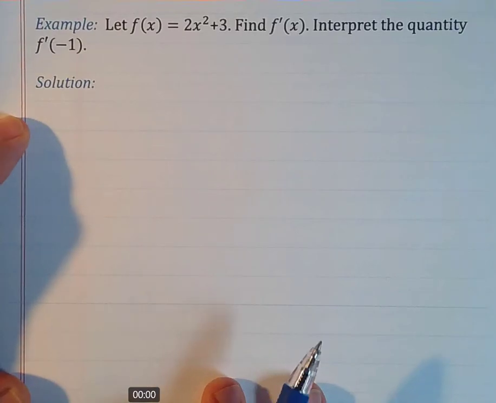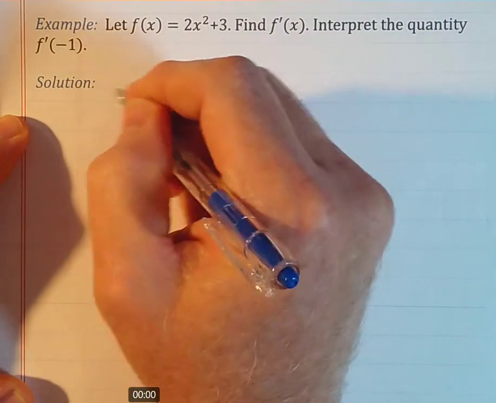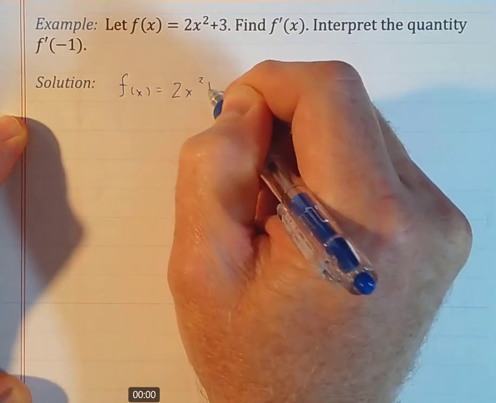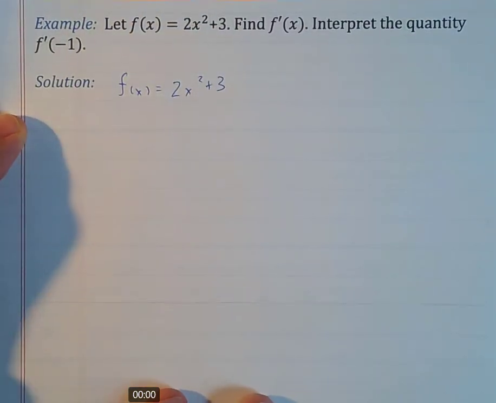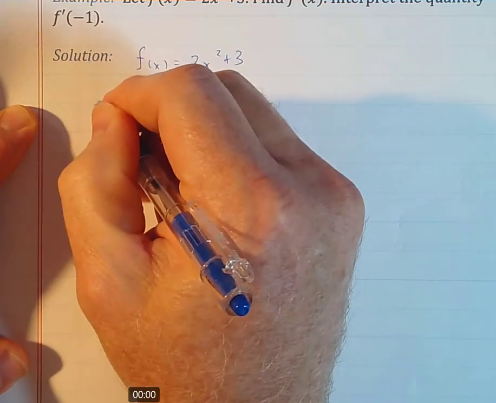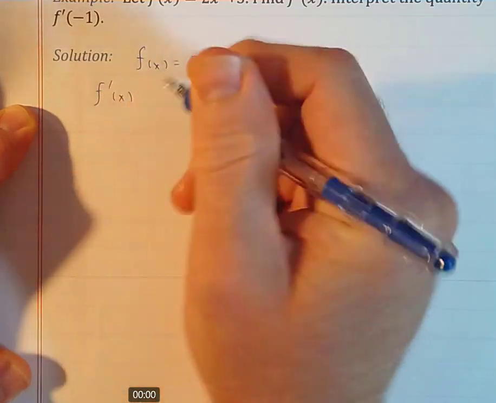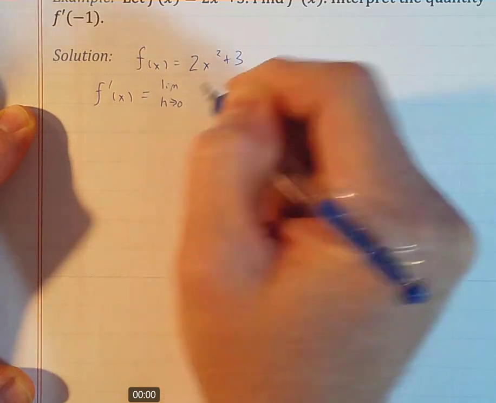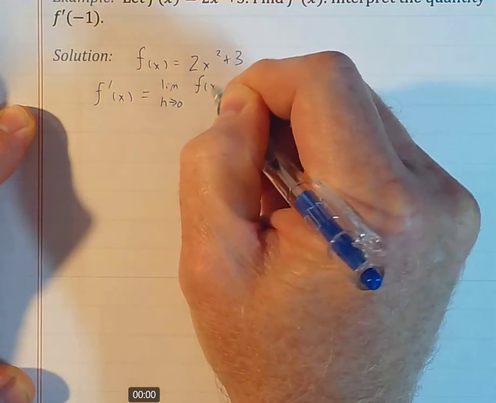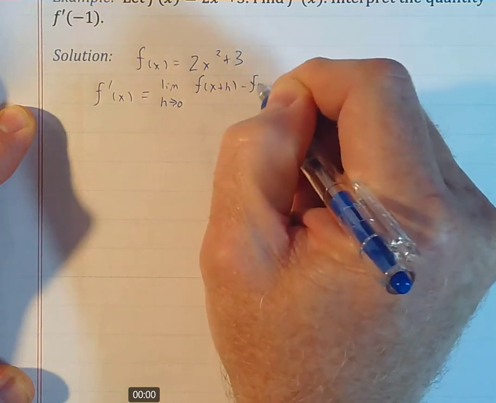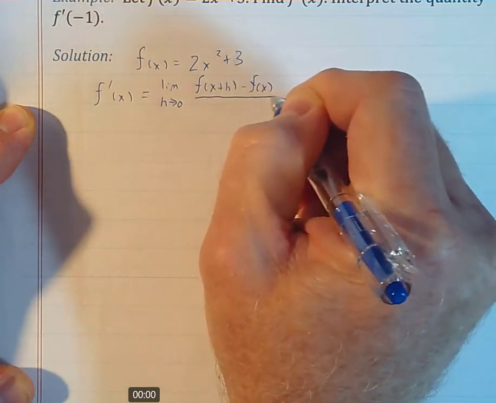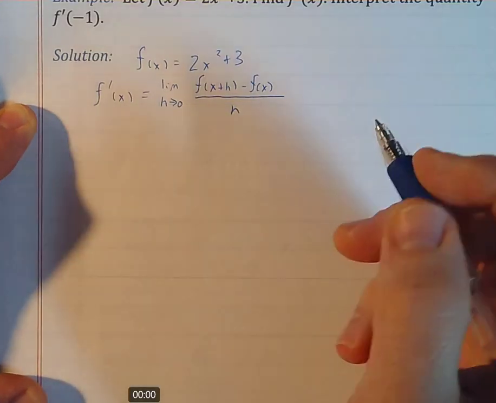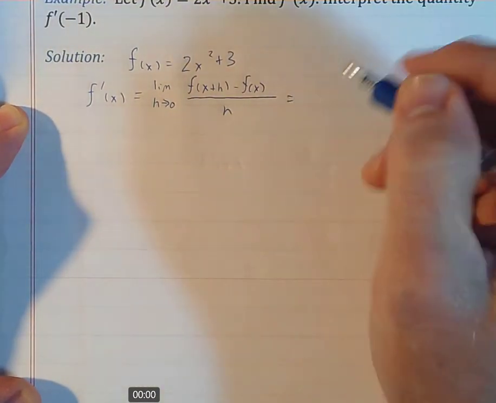negative 1. Okay, so I'm just going to sort of rewrite my function. f of x is equal to 2x squared plus 3. And I know I want to find f prime of x. And f prime of x is equal to the limit as h approaches 0 of f of x plus h minus f of x all over h. That's our definition.